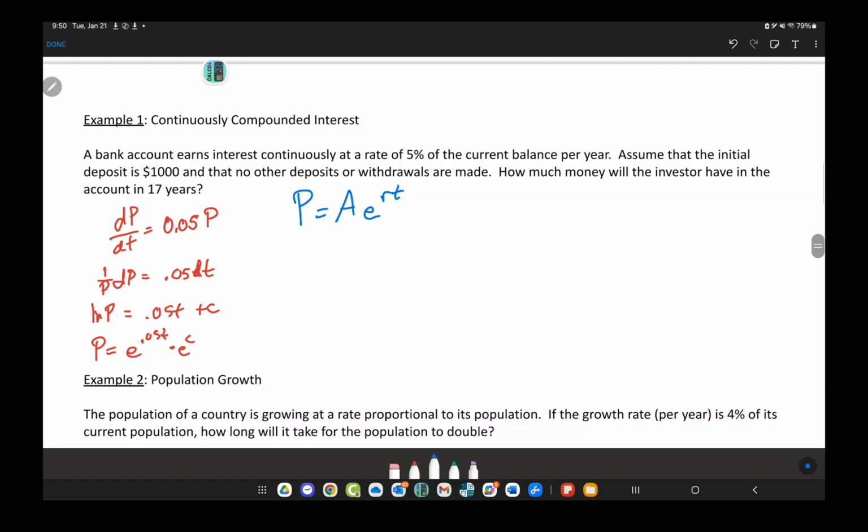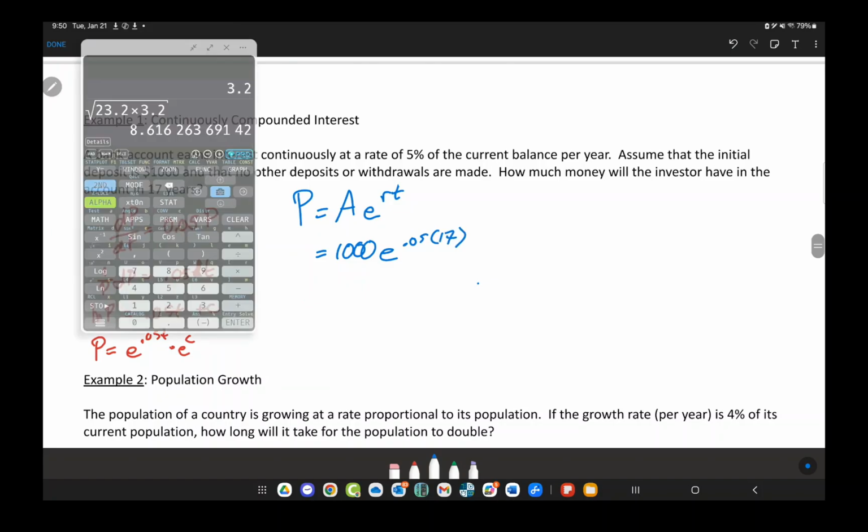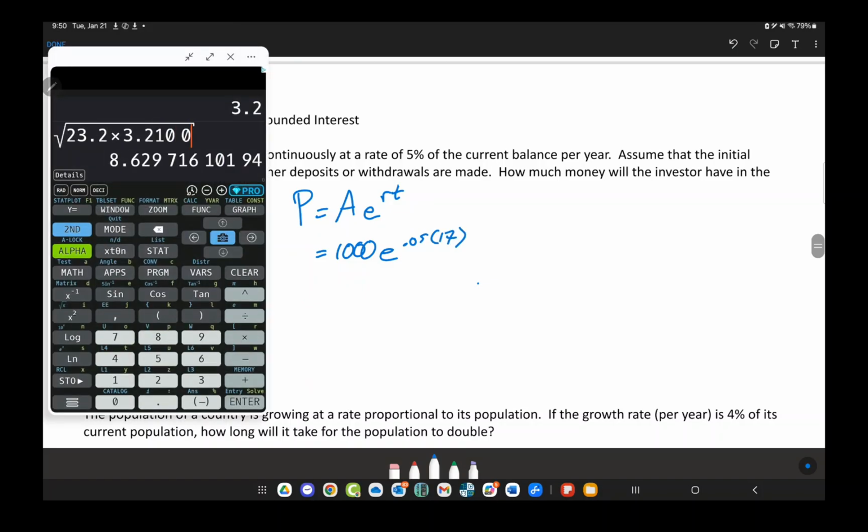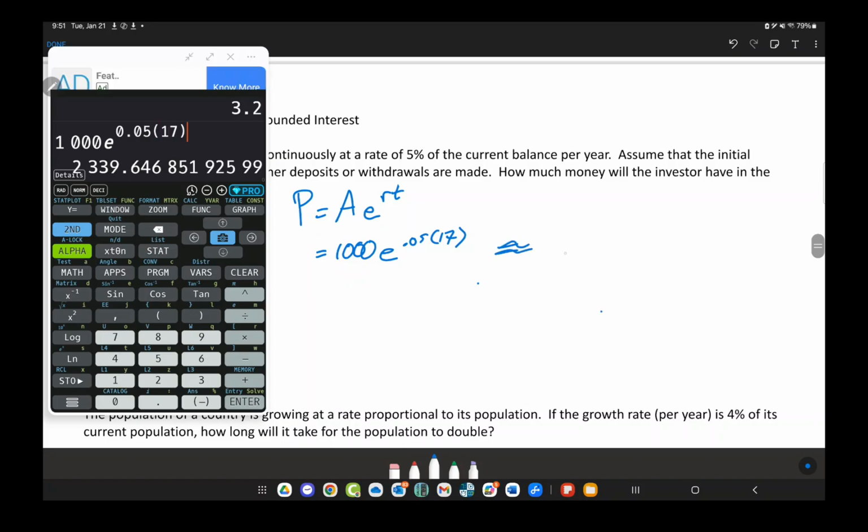So if you plug everything in, what's our initial amount? 1,000 e to the 0.05 for 17 years, and you just plug it in the calculator. Approximately, because you're going to round to a penny: $2,339.65.